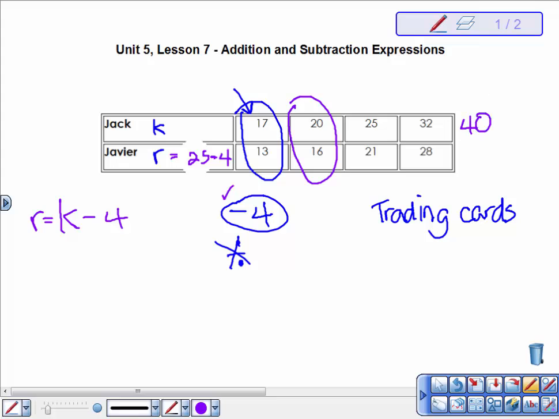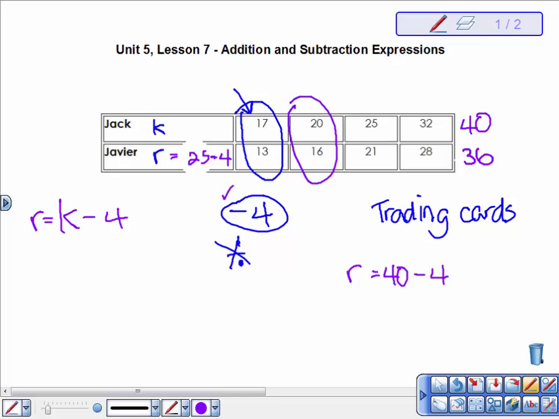So for instance, if Jack had 40, what would then Javier's number of cards be? Remember, the number of cards that Javier has equals Jack's number of cards minus 4. K stands for Jack. So if I substitute 40, I know that he's got 40, then the number of cards that Javier has is simply 40 minus 4. What's 40 minus 4? That's 36. So Javier would have 36 playing cards.